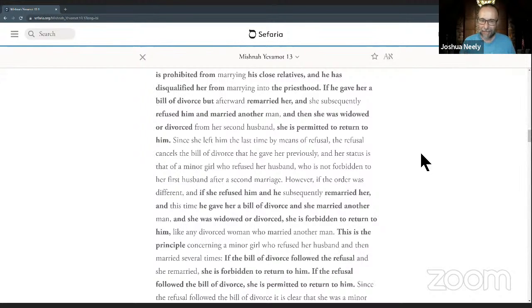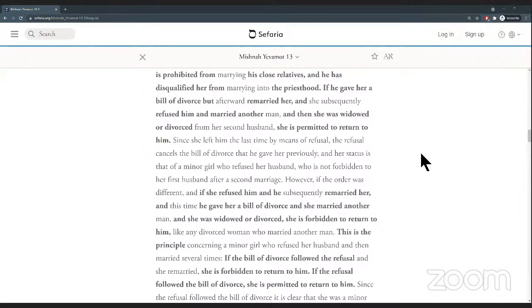So because of her refusal, that was the last relationship they had. And since that last relationship means that she wasn't ever married to him, that retroactively wipes out everything that came prior to it. Because remember, everything that came prior to it was still only rabbinic in the first place. Does that make sense?